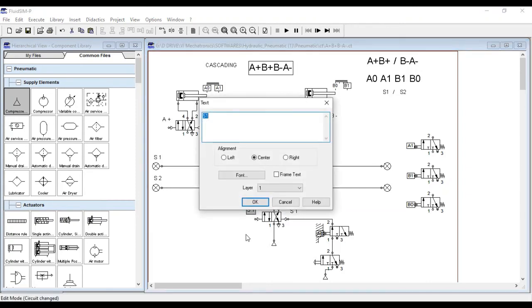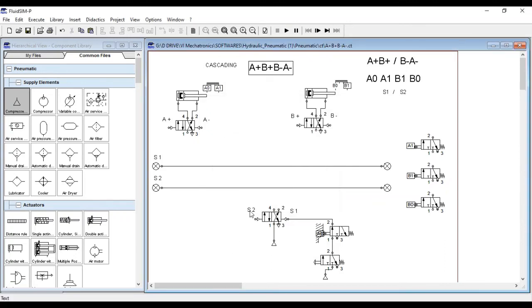So we can say this is for S2. Okay, now we will see. A0 is responsible for A plus. A plus and B plus are powered by S1. So when this S1 comes, this 2 should connect it to our S1 supply.